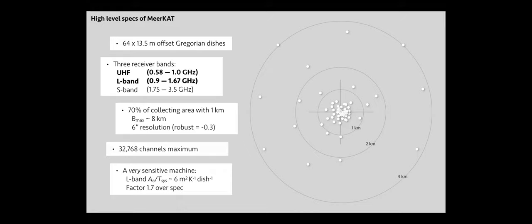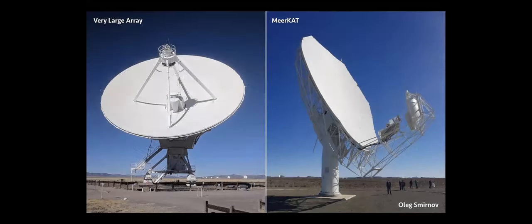These are rather esoteric units for radio astronomers, but the bottom line here is that when it was designed, it was committed to be constructed, and it turns out to be a factor of 1.7 more sensitive than it was on paper, which rarely happens and is wonderful and a good testament to the very smart people who built this thing. To give you a comparison of how sensitive it is compared to the VLA, each of the MeerKAT's 13.5 meter dishes is about as sensitive as one of the VLA's 25 meter dishes. So there are 64 of these in MeerKAT versus 27 in the VLA.